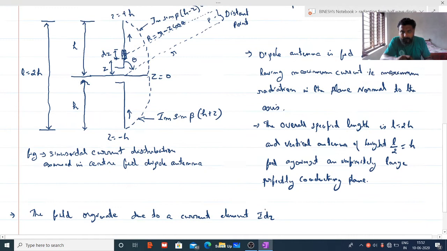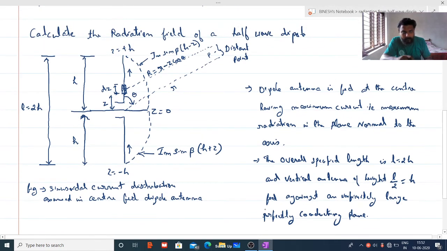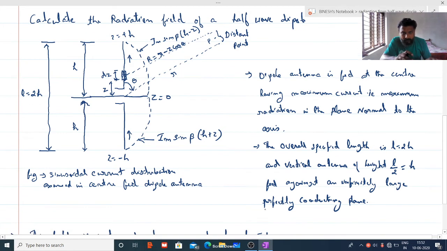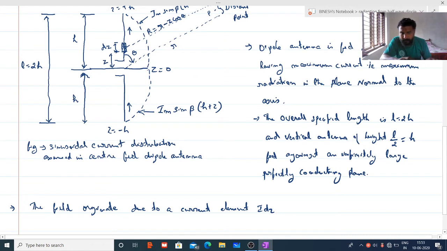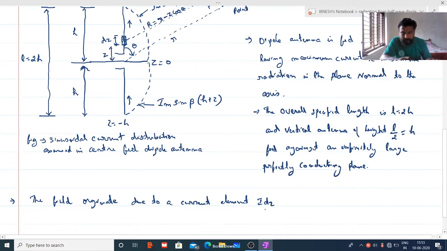That means what I indicated here: the dipole antenna is being fed at the center, having the maximum current, that is maximum radiation in the plane normal to the axis, and the overall specified length is L equal to 2h. And a vertical antenna of height L by 2 equal to h is fed against an infinitely large perfectly conducting plane, and the field will originate due to the current element I dz. I is nothing but the current flowing through the dipole antenna.